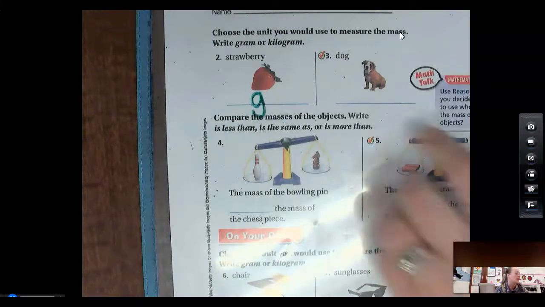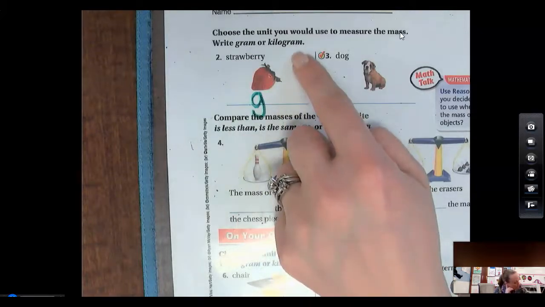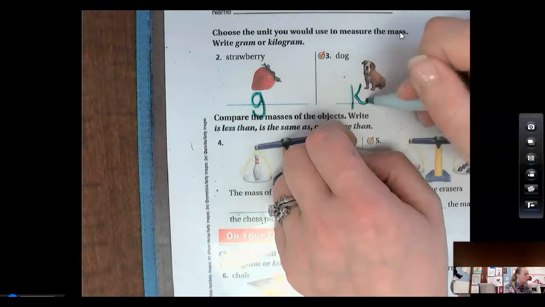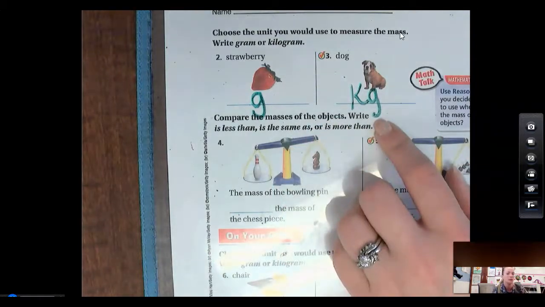What would you weigh a dog in? Grams or kilograms? You would weigh a dog in kilograms. You may write kg for kilograms.